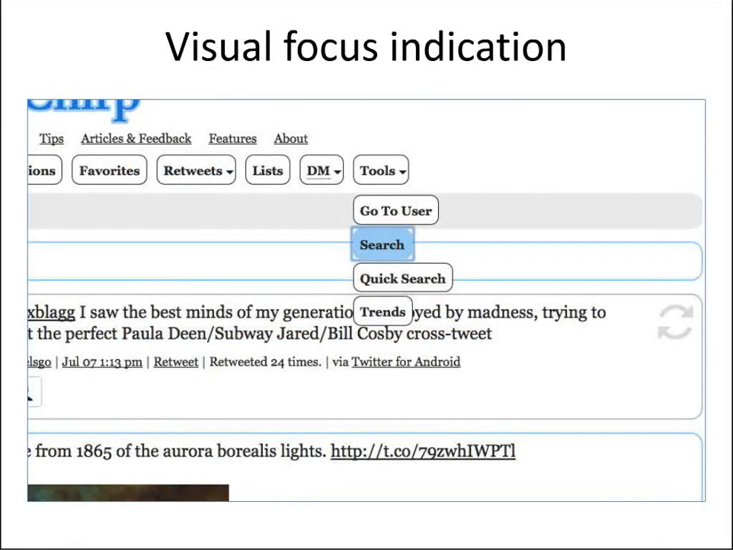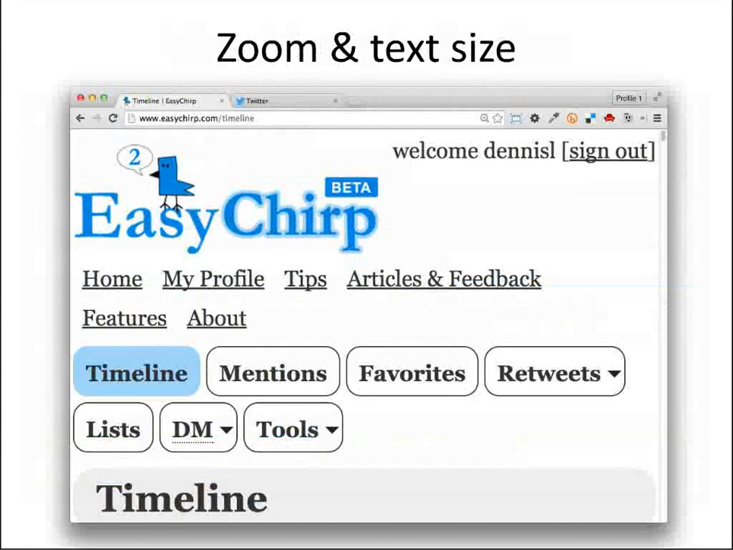This screen here just gives an example of focus, the visual focus indicator. So you always want to make sure on a website that the user knows where the keyboard focus is and make that obvious. And also for people with low vision, increasing the text size and zooming in is extremely important.